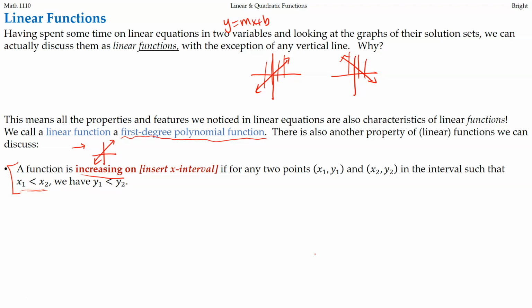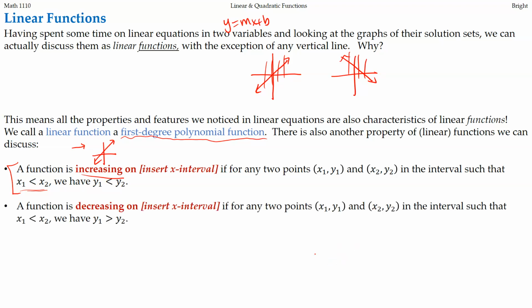So there's increasing. Decreasing is similar. The only thing that changes is that as we progress to the right, the y values are shrinking in value.